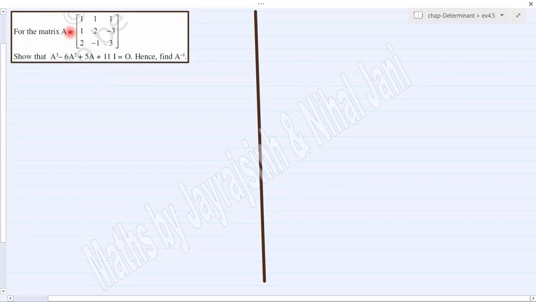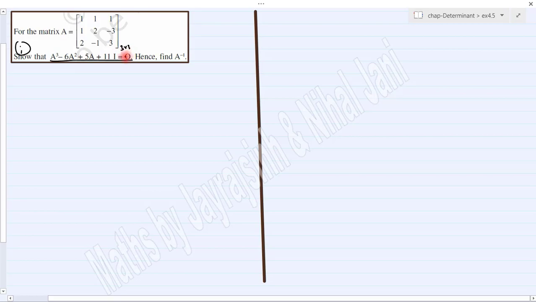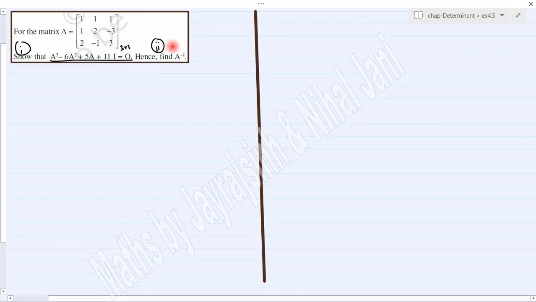Here we have a very long question. We have matrix A of order 3 cross 3. And initially we have to show that A cube minus 6A square plus 5A plus 11I is equal to 0 matrix. And then we have to find the value of A inverse using this equation. Now I is your identity matrix and matrix A is given.